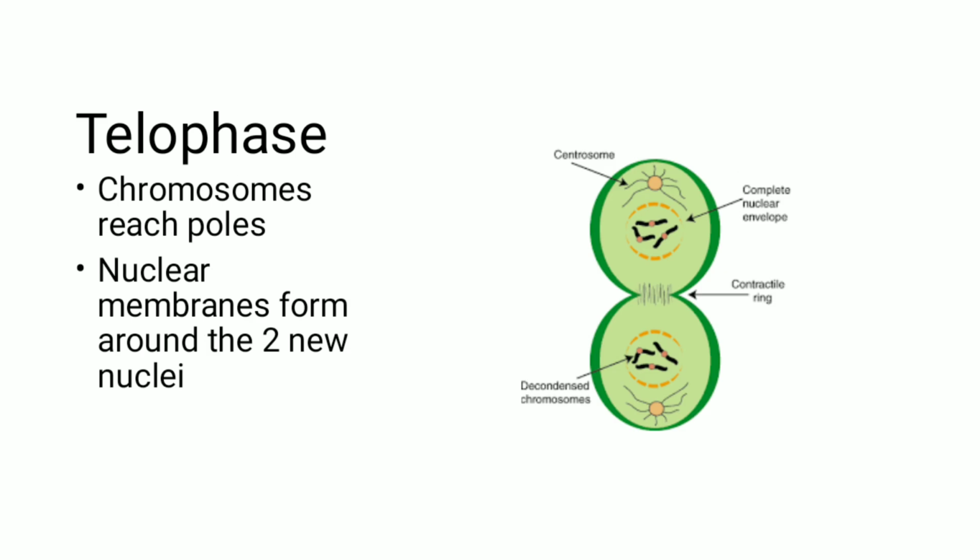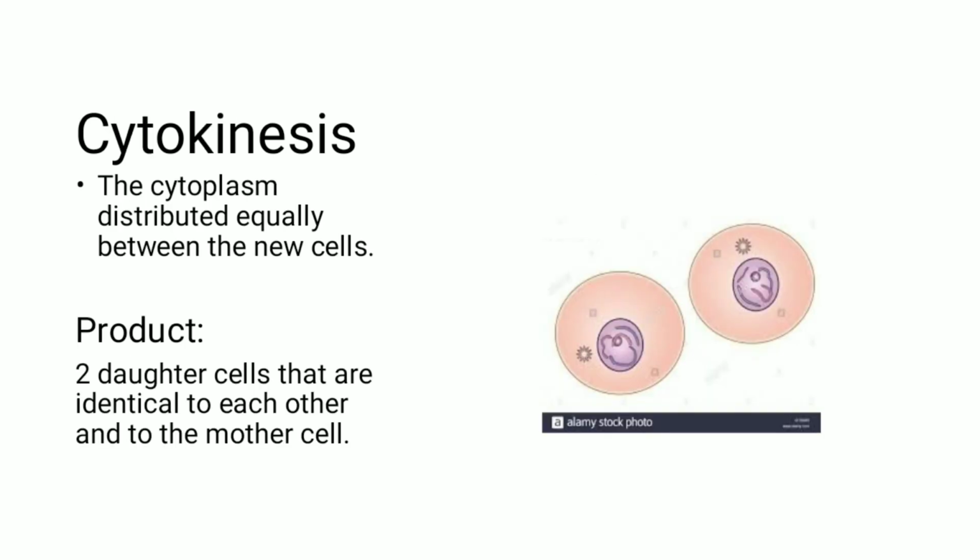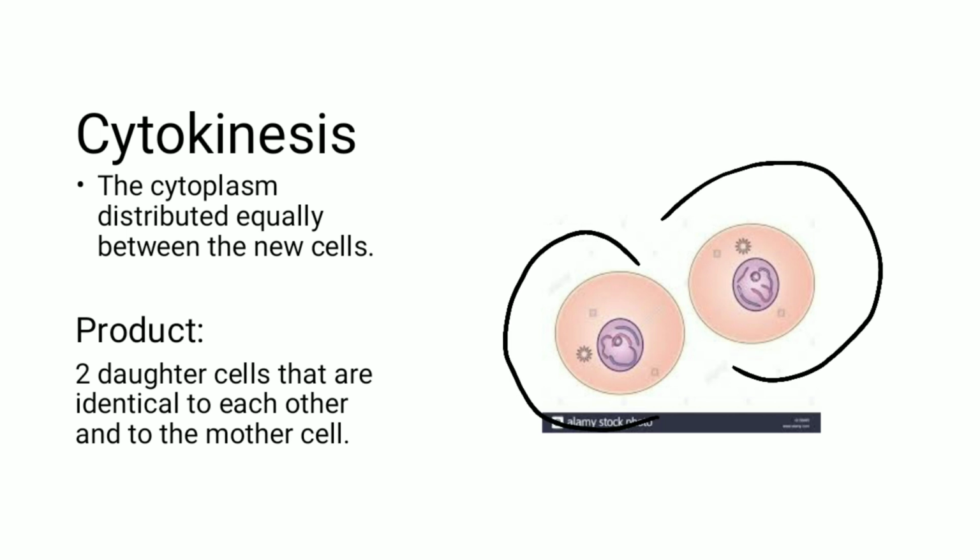Then the telophase. Chromosomes reach the poles, and nuclear membranes form around the two new nuclei. And in the photo, that is the product of the telophase. The cytokinesis. The cytoplasm is distributed equally between new cells. And these are the products: the two new daughter cells that are identical to each other and to the mother cell.